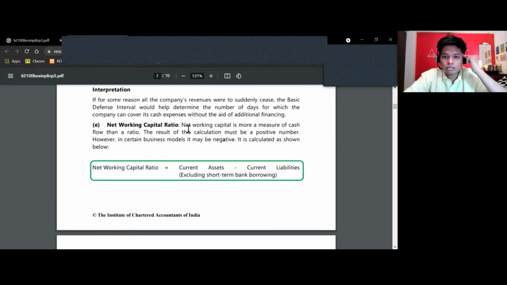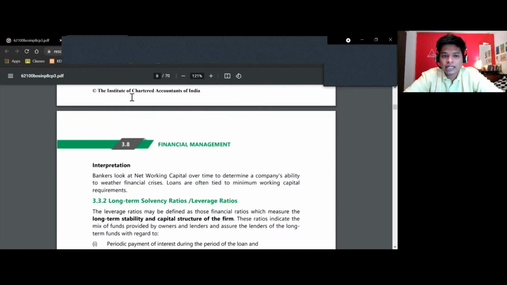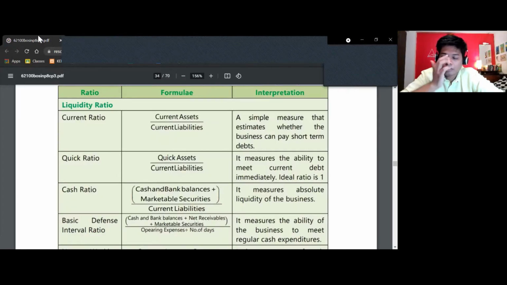So net working capital is a measure of cash flows rather than a ratio. It just says how much money is coming from your current assets and how much money is going out. If current assets are more than current liabilities, then it's positive for me, and ideally I want something that is more.